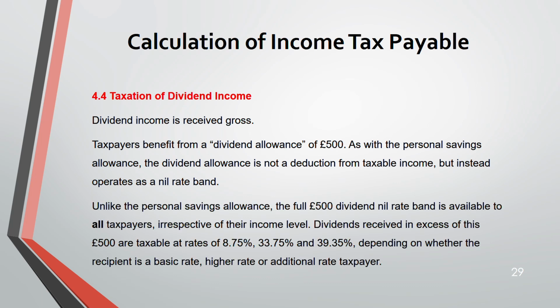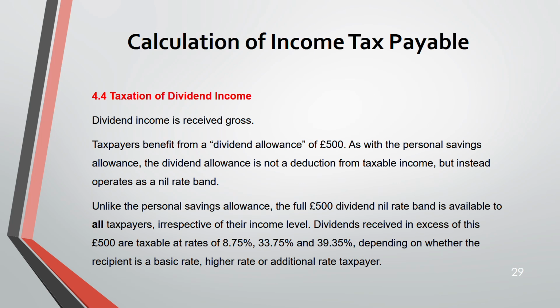Okay, and this is applicable for all taxpayers. So your income level does not matter. But the savings nil rate band, the 1,000 and the 500, depends on your taxable income. If you are a basic rate taxpayer, you get 1,000 savings nil rate band. If you are a higher, then 500. And if you are additional, no nil rate band.